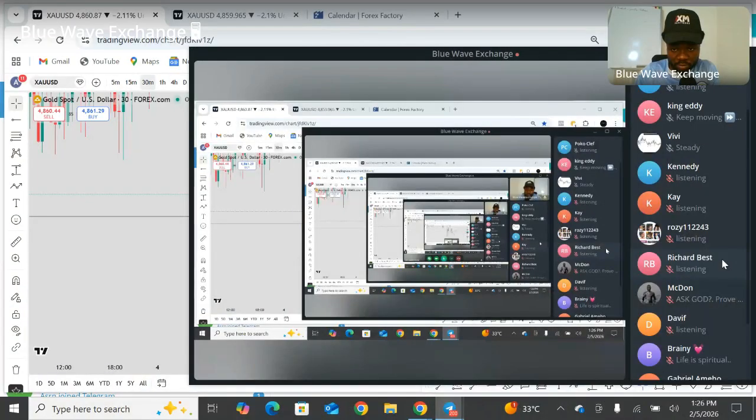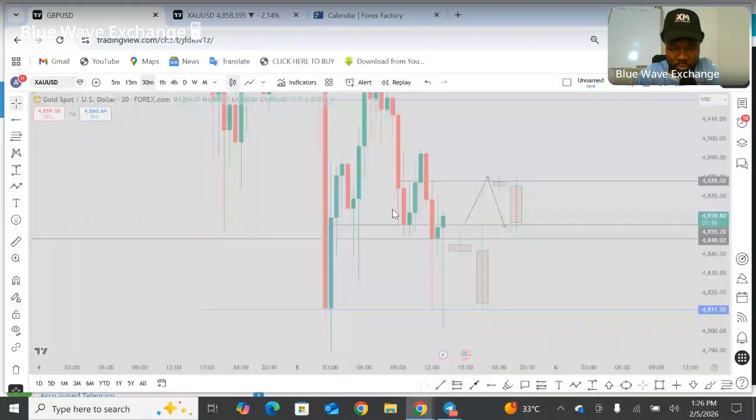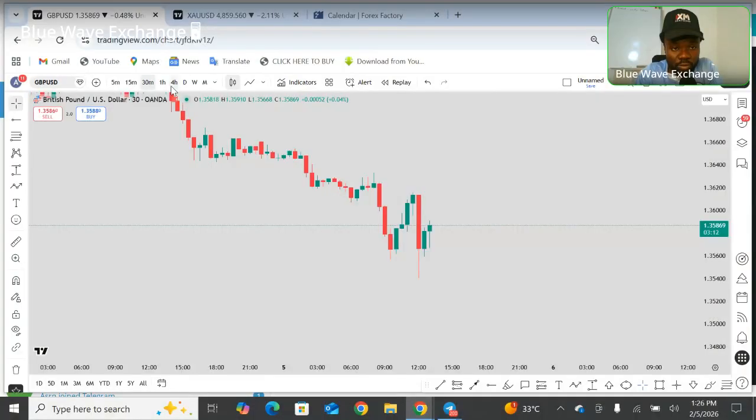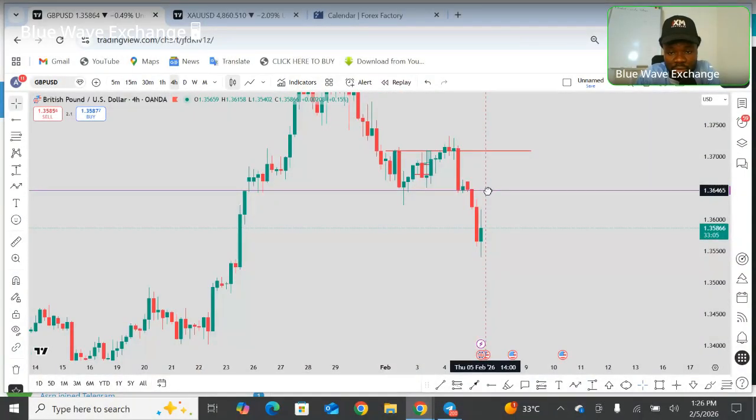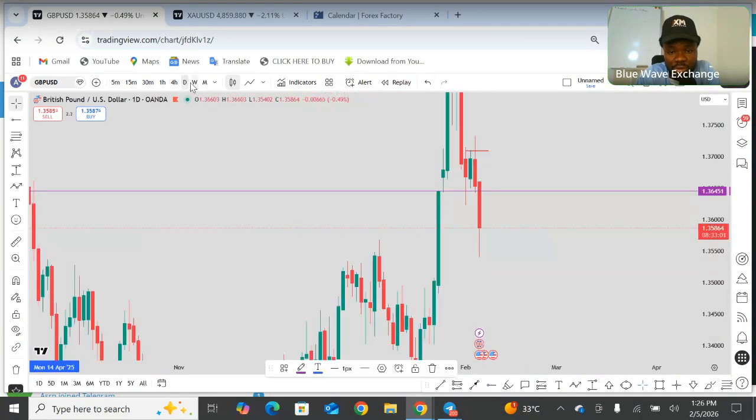So I know some people trade currency, so let's look at GBP USD too. With GBP USD, price has moved nicely. Wow, nice opportunity. What time was that? Nice opportunities over here.